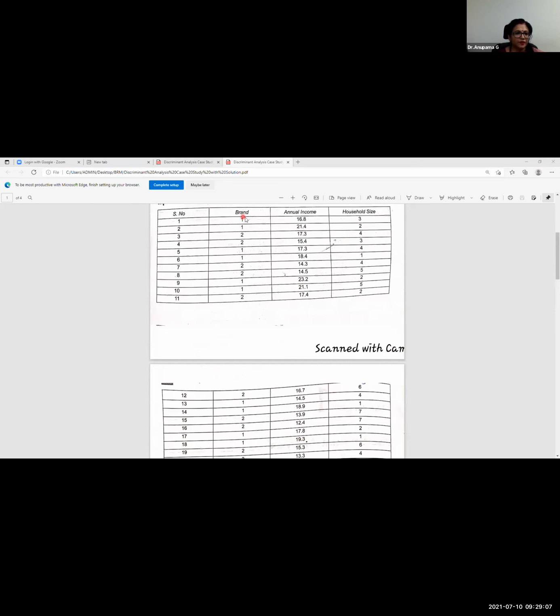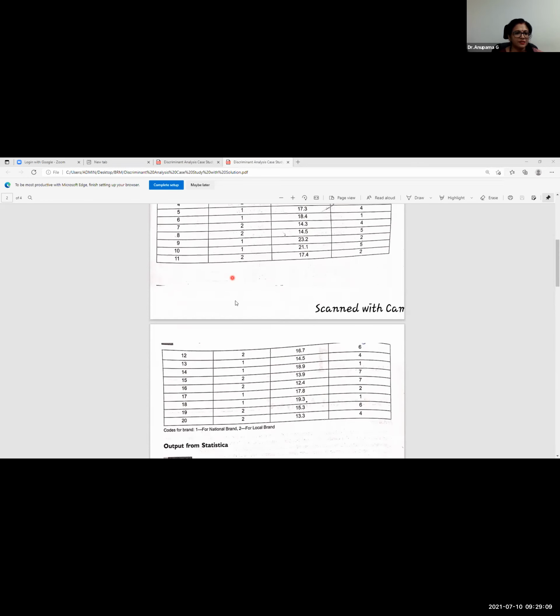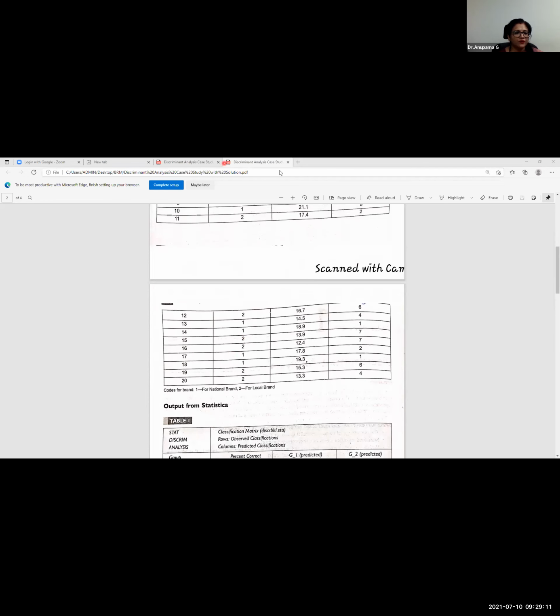That's the first column. Brand is mentioned in categories 1 and 2. What is the code for national brand? If anybody is choosing national brand, the code is 1. If anybody is choosing local brand, the code is 2.